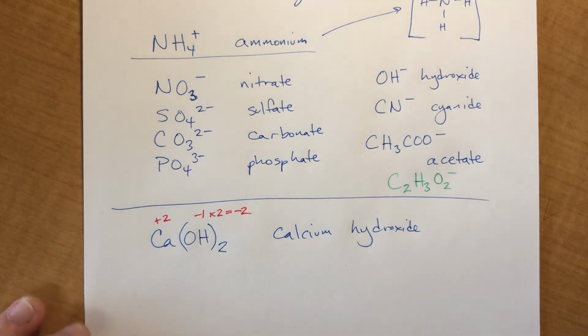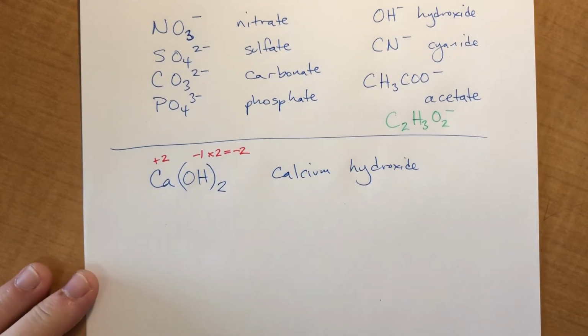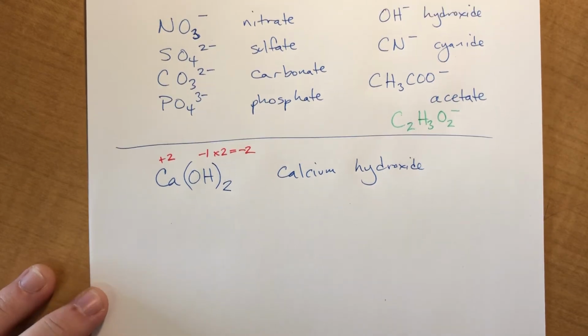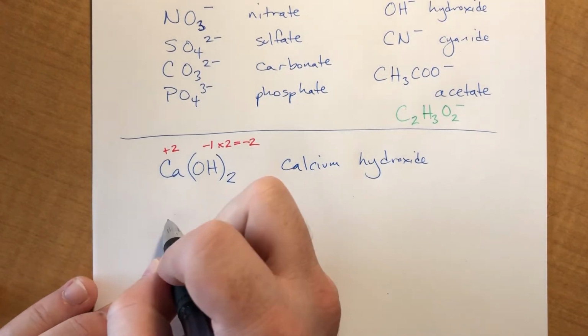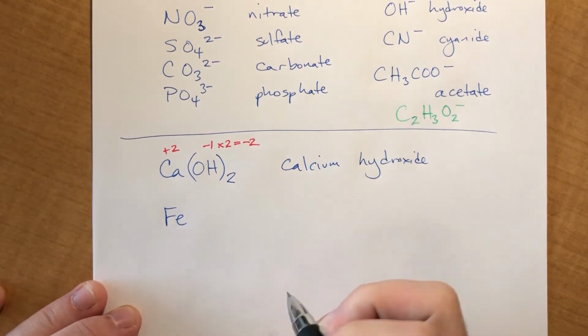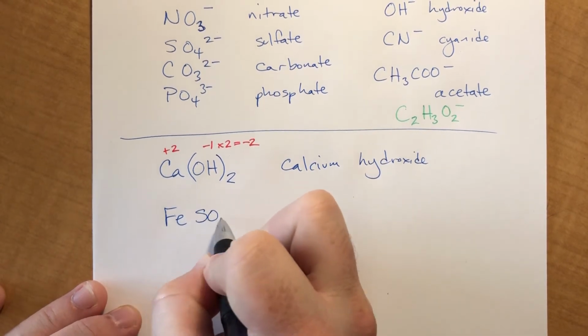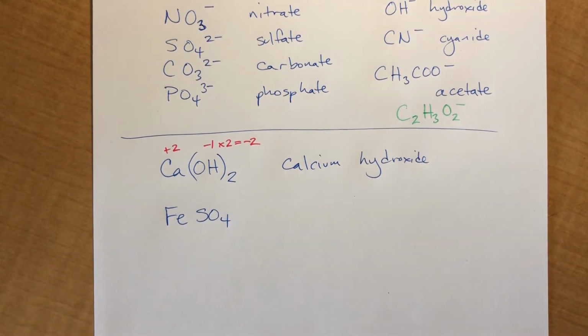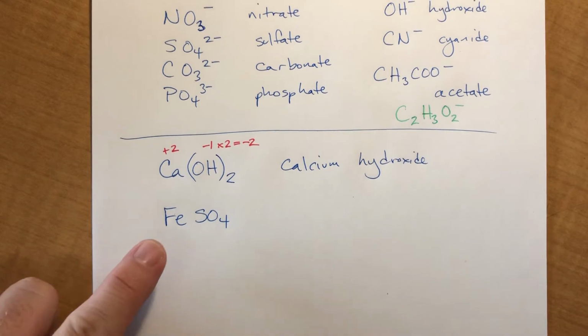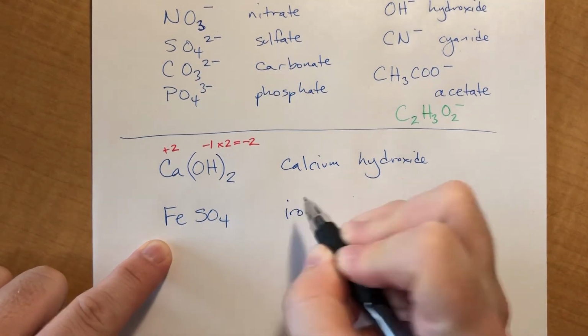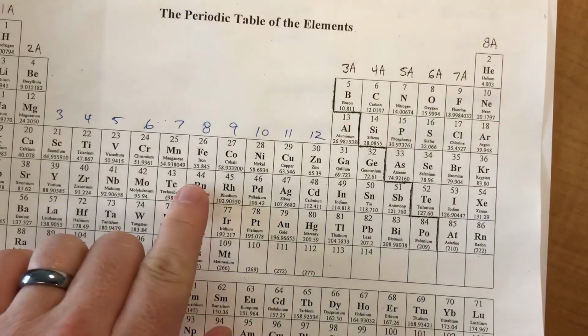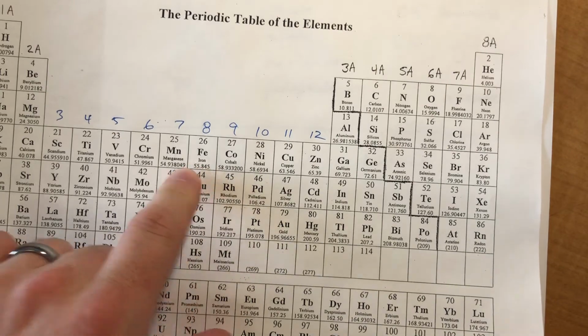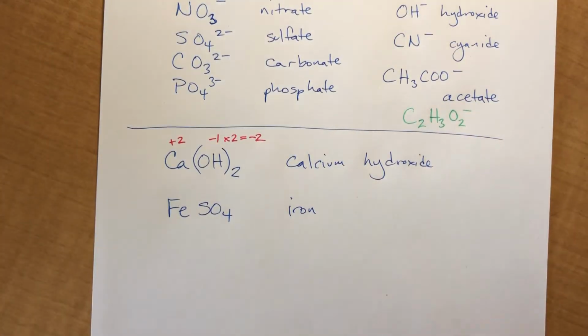Okay, let's try a few more here just to get some practice. What if we have FeSO4? Okay, Fe is iron. It is one of the ones that we can't predict because it's in the middle, so we are going to need a Roman numeral. The Roman numerals do not go away just because of polyatomic ions.